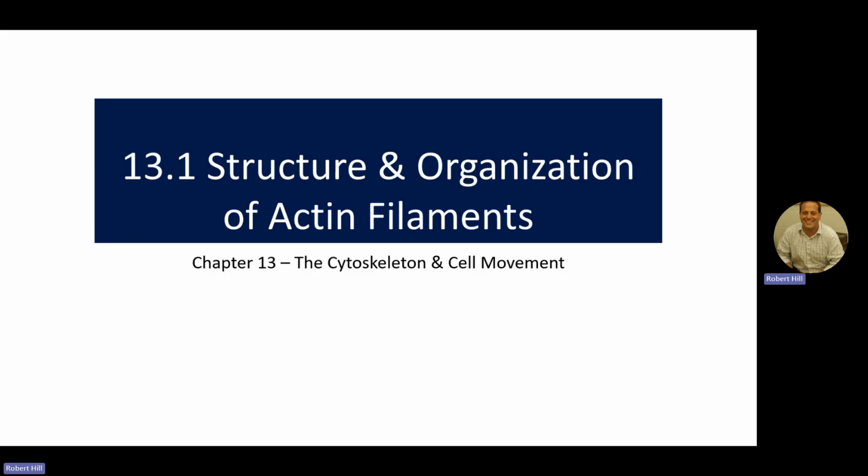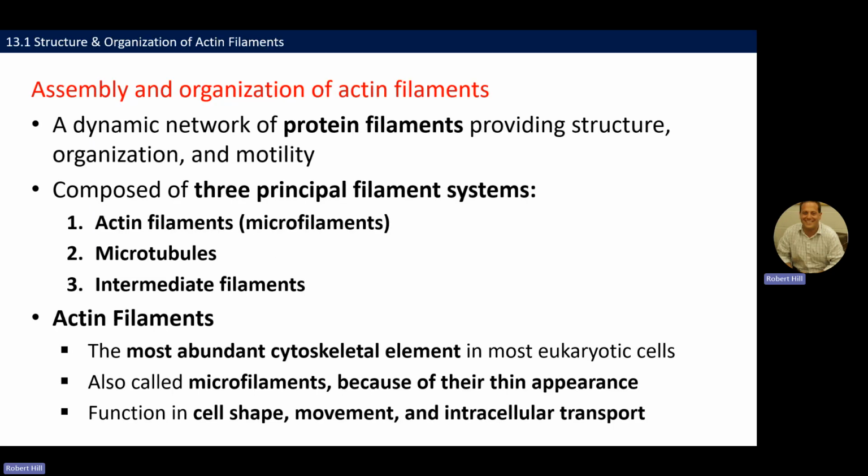But the first section of the chapter has to do with one of the most basic scaffold proteins in the cell, which is actin. Actin is the most abundant and really important cytoskeletal protein in the cell. It's responsible for movement, shape, transport, all these different things. All right, so where does it fall in terms of all the different filaments? Well, there are three types. There's actin, which we're going to talk about in this chapter, also called microfilaments.